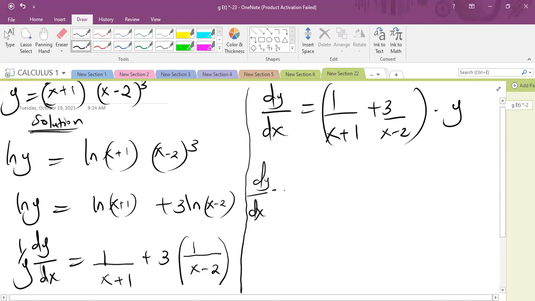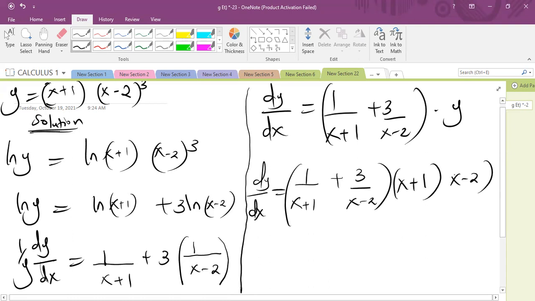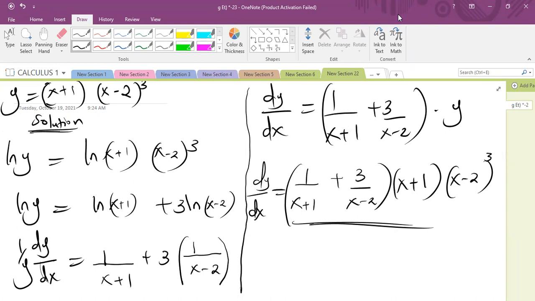dy/dx is equal to (1 over x + 1 plus 3 over x - 2) multiplied with y. But what was our y? y was the first expression that we were given, which is (x + 1)(x - 2) cubed. So this now becomes our answer. You see, it's very easy. If we were to do this using product rule, then chain rule, it would have been very tedious. So whenever you have such expressions, it is wise that you introduce ln on both sides so that you're able to differentiate easily. Okay, guys, so finish writing that.